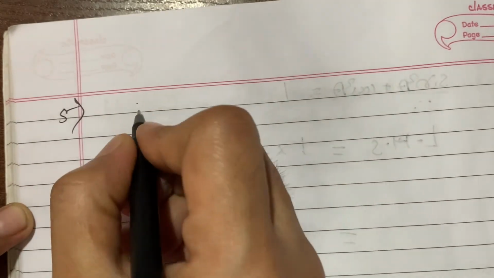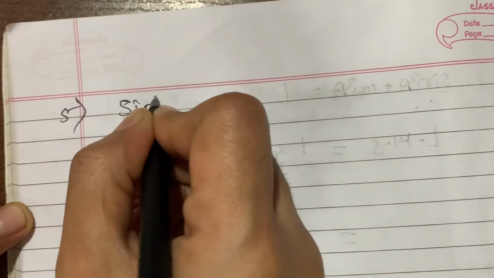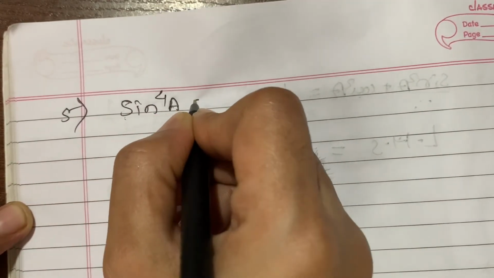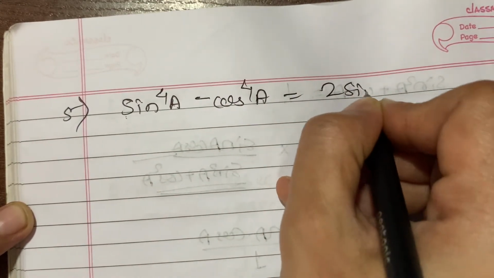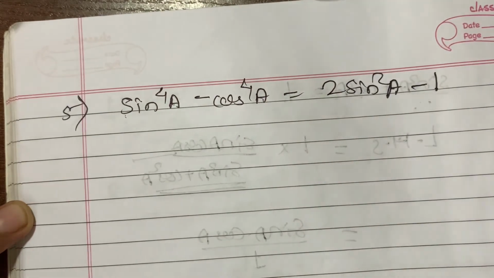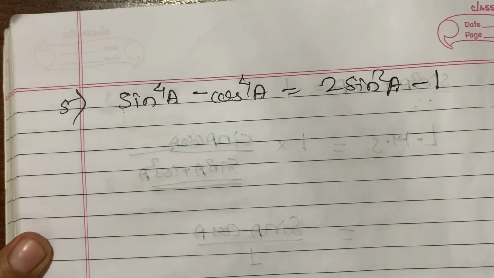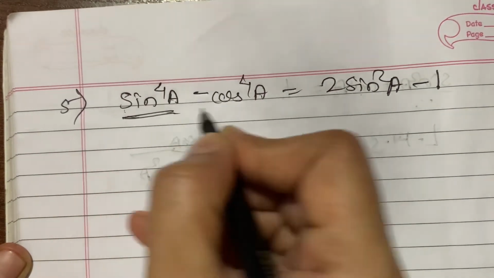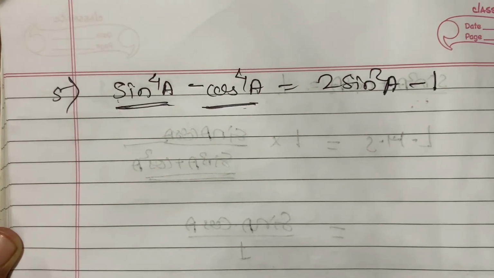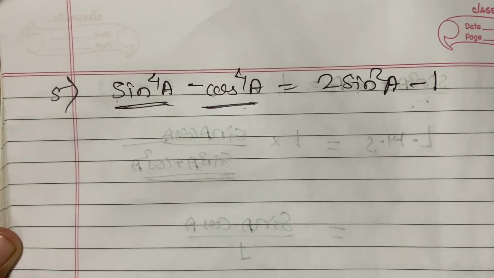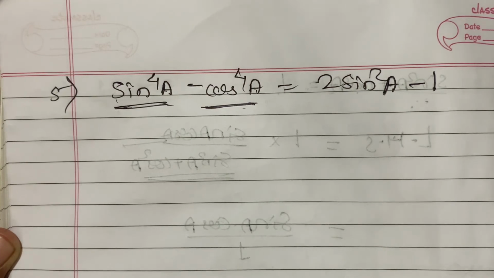Last example: sin raised to 4a minus cos raised to 4a is equal to 2 sin square a minus 1. Okay, so this is sin raised to 4a minus cos raised to 4a. Listen, in this chapter you have to use so many formulas in the expansion. So many expansion formulas you have to use, and you have to recall them also.